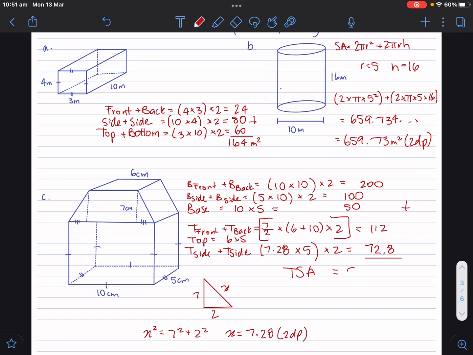Which equals 534.8 centimeters squared. So it looks difficult, but it's really not. It's probably one of the easiest questions there.